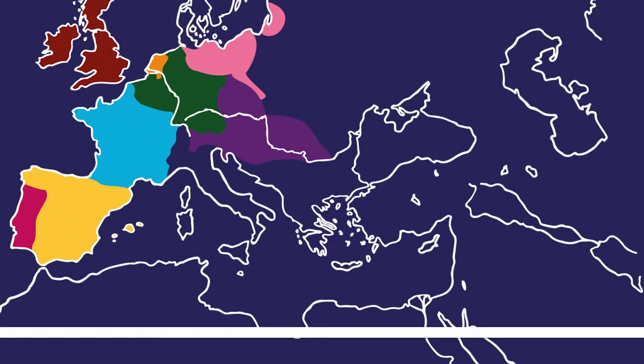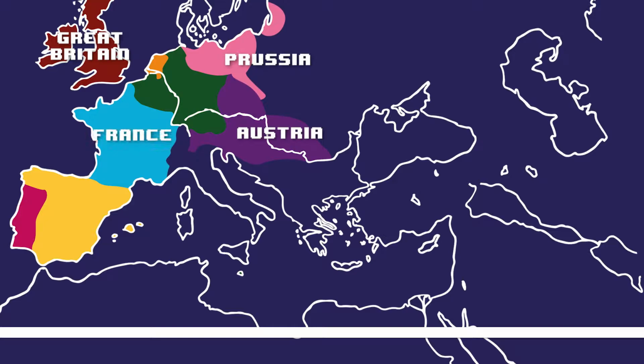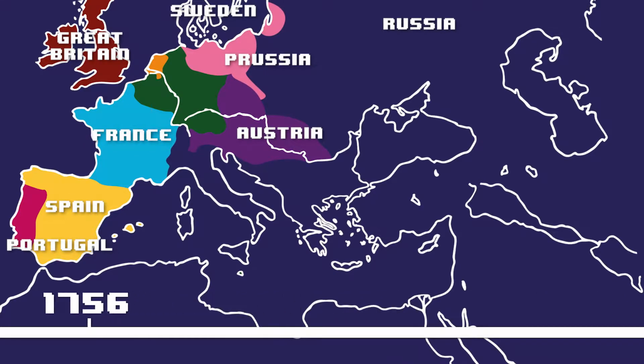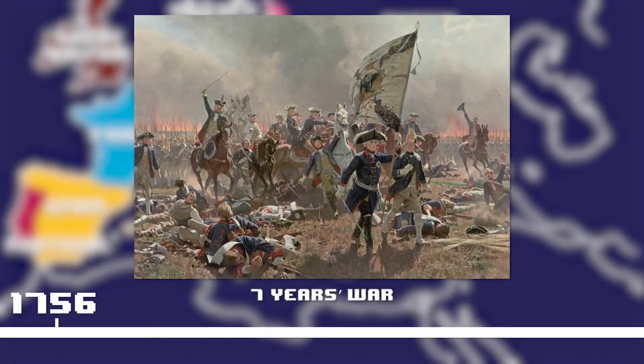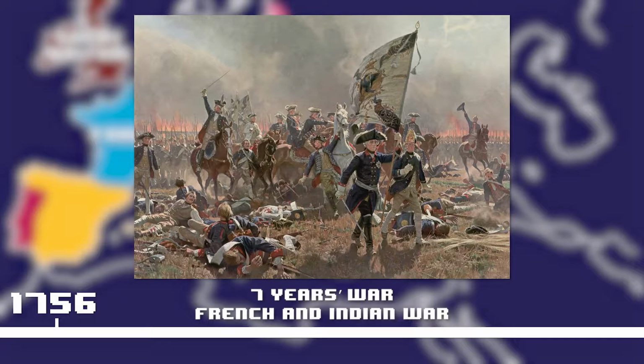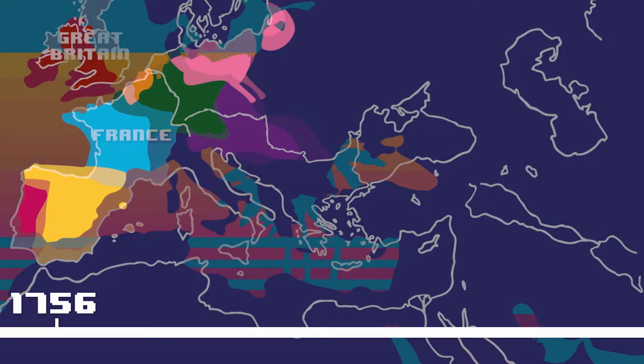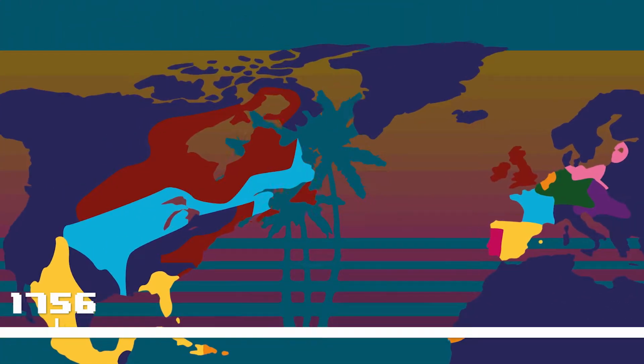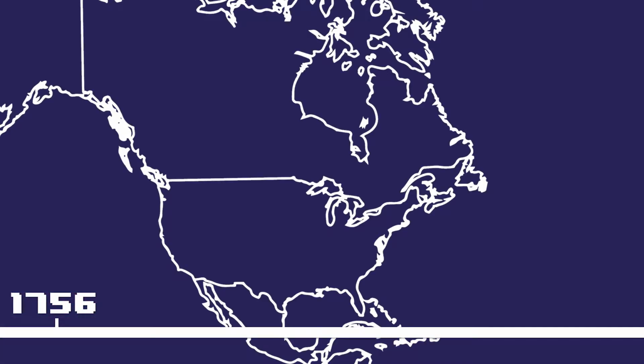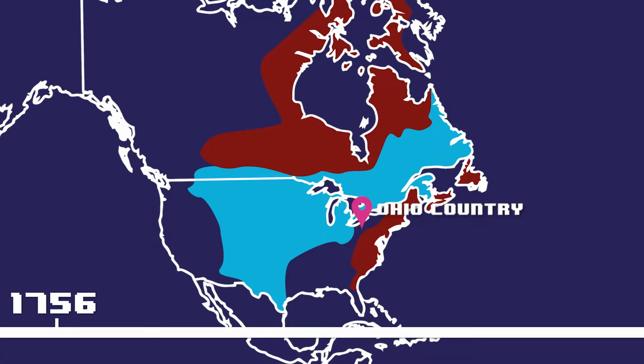What started off as a conflict between Austria and Prussia soon exploded into a series of conflicts between several world powers spread out over Europe and many of the colonies between 1756 and 1763, better known as the 7 Years' War or the French and Indian War. For England and France, this meant a conflict over the Ohio country in North America.